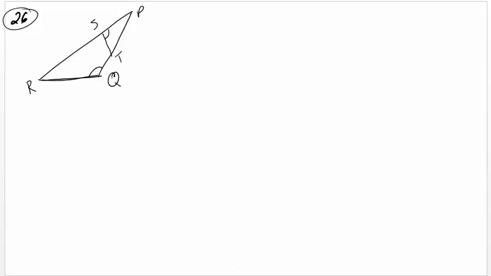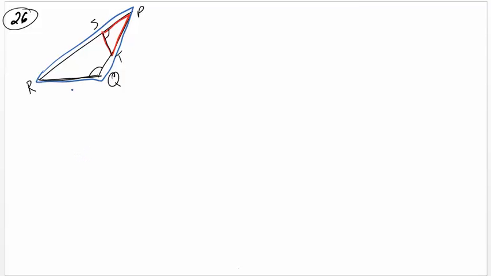Okay, number 26. Let's go to the last one in this section. Kind of like 24 and 25. There's two triangles here. One's inside of the other one. So I'm going to outline the small triangle in red. And there's this large blue triangle. Okay, the first thing I notice is that angle Q and angle S are the same. So there's one pair of angles.